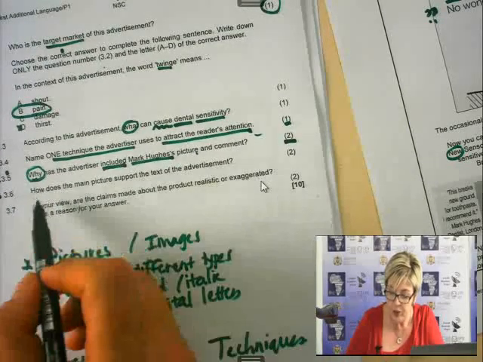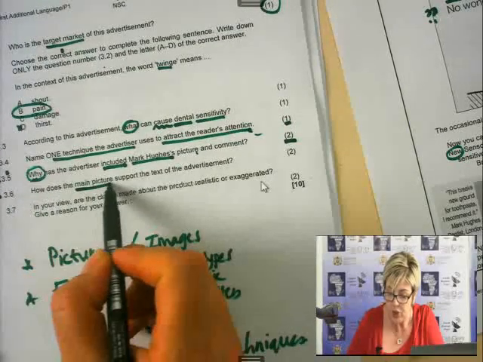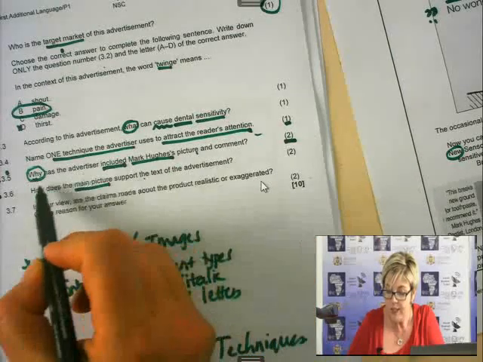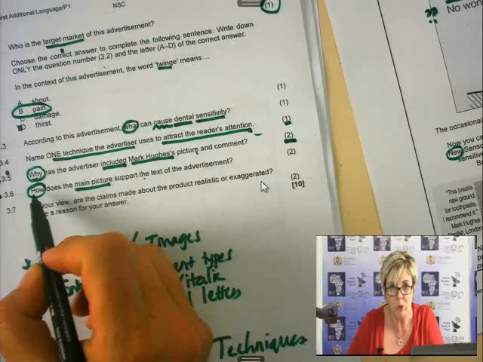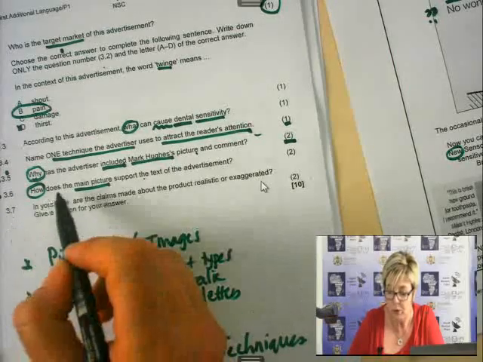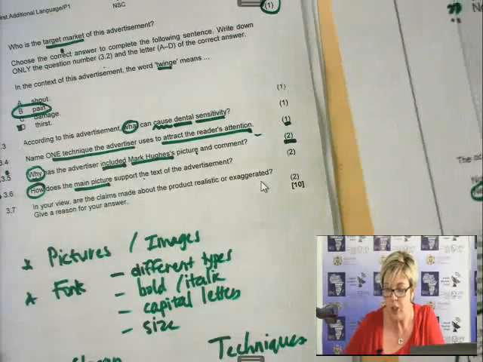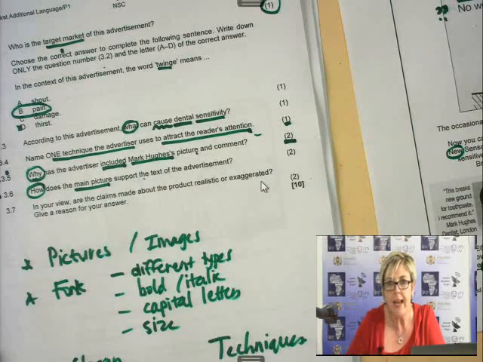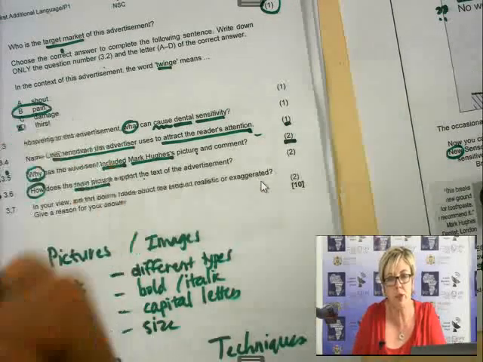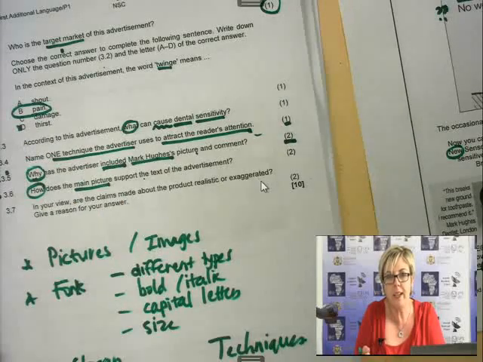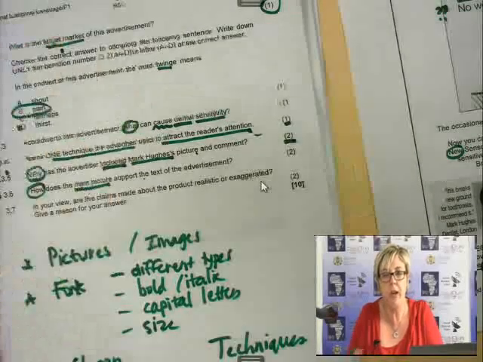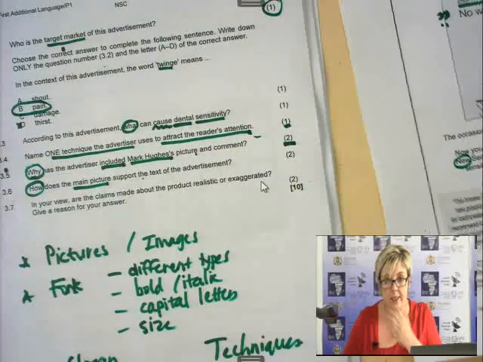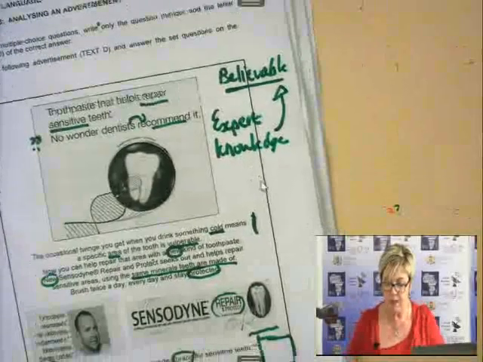Okay, we're almost finished. How does the main picture support the text of the advertisement? In what way does the main picture support? Now remember what support means. Support means it helps, right? It makes something stronger. If you are struggling and I support you, I'm helping you, I'm making you stronger. So now they ask you, how does this main picture, what do you think is the main picture?